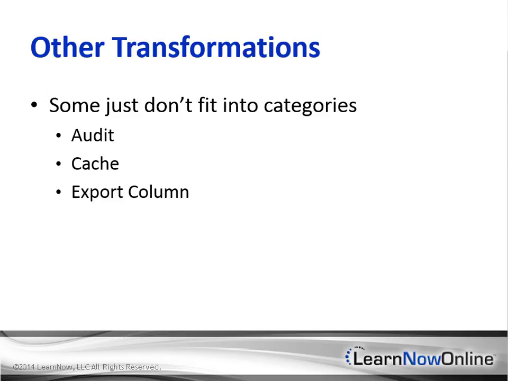Export column reads data in a data flow and inserts blob or binary large object data into a file. Import column reads data from files and adds the data to columns in a data flow. So that's going to be very flexible if you have some additional data that you need to add to the data flow pipeline that's stored in files someplace. And then there's row count, which counts the rows as they pass through a data flow and stores the final count in a variable. And this is an excellent technique to use for debugging.